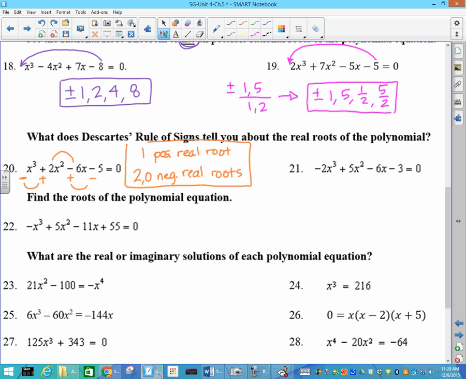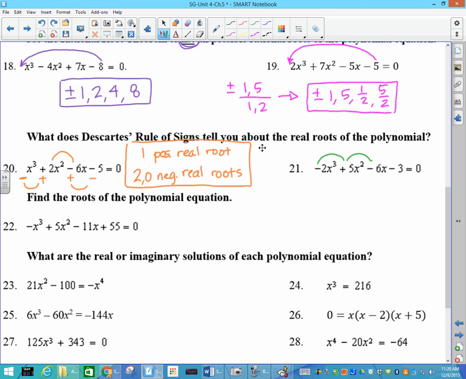Okay. Alright, let's look at another one. Again, I'm going to write these answers down below. Okay, so negative to a positive is a sign change. Positive to a negative is a sign change. Negative to negative is not.